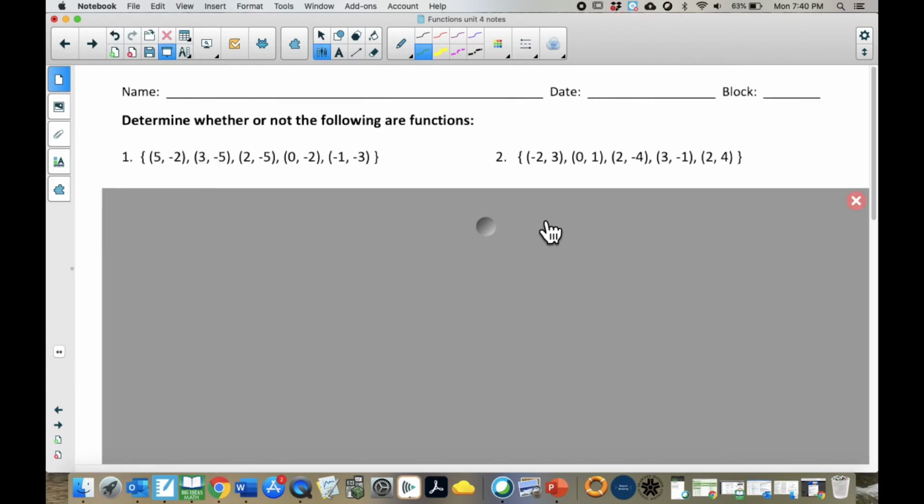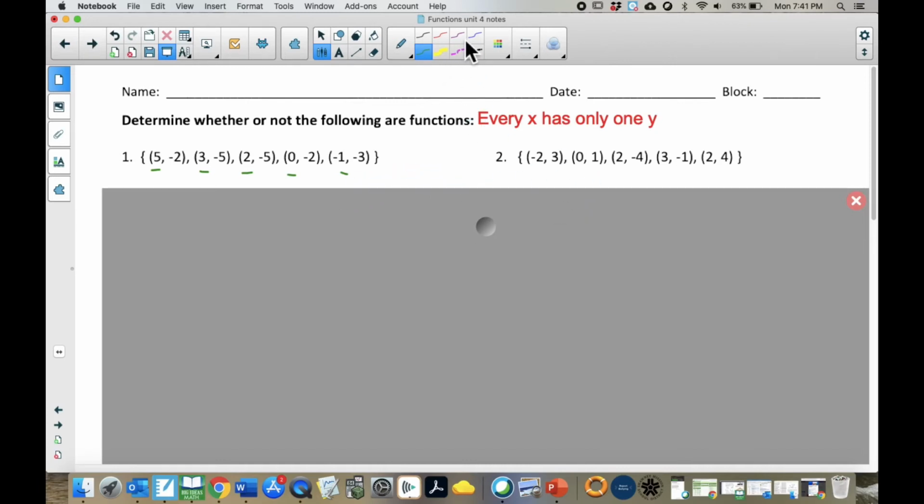Okay, so let's talk about what is a function and what is not a function. Remember the definition is that every x has only one y. And so I'm going to keep that in mind as I look at these problems. I'm going to think, does every x have only one y? So I'm going to specifically look at my x values. I have a 5, a 3, a 2, a 0, and a -1. None of them repeat. They each have only one y. And so number 1 is a function because every x has only one y.